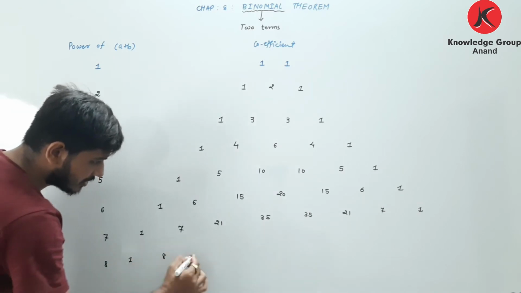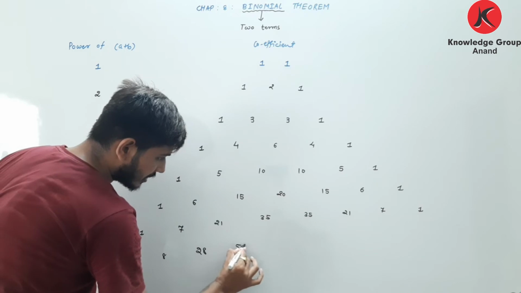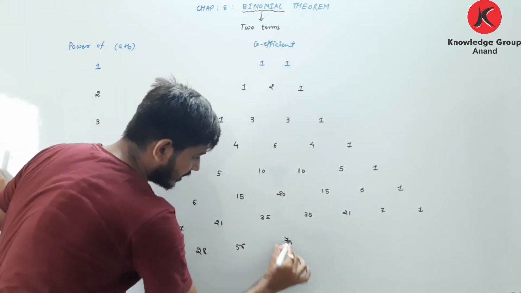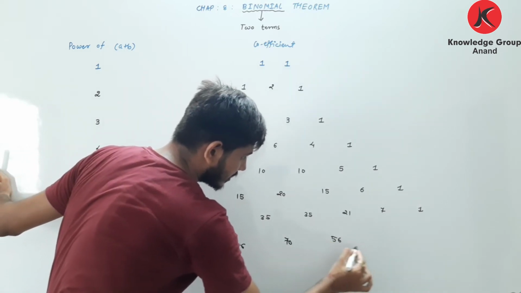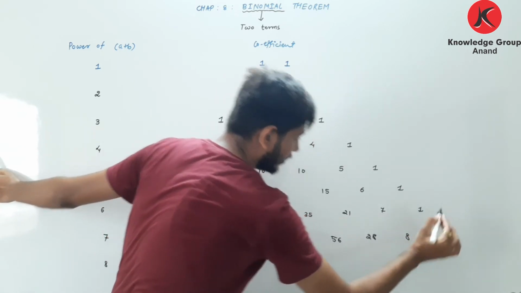For power 8 the coefficients are 1, 8, 28, 56, 70, 56, 28, 8 and 1.